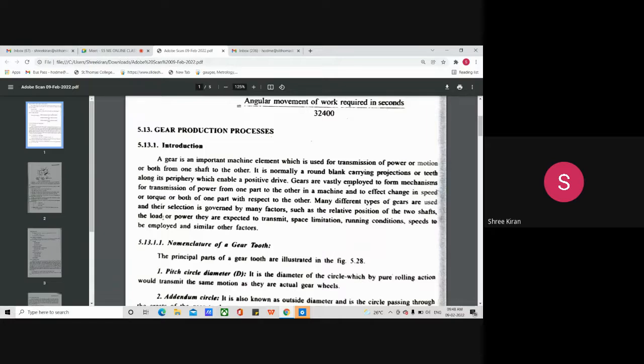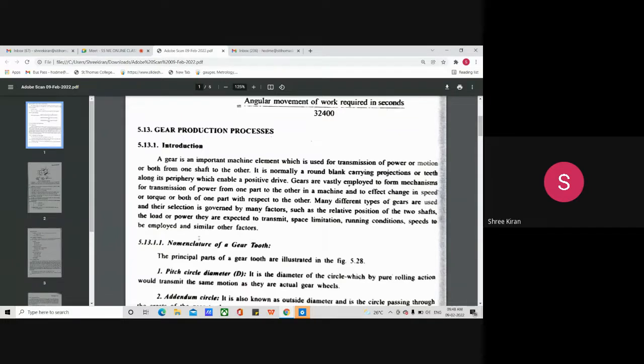Now we will start with the nomenclature of a gear tooth. It plays a very important role in gear production, because while we are doing gear production by various methods, we should first know what the principal parts of a gear tooth are and how to deal with them.